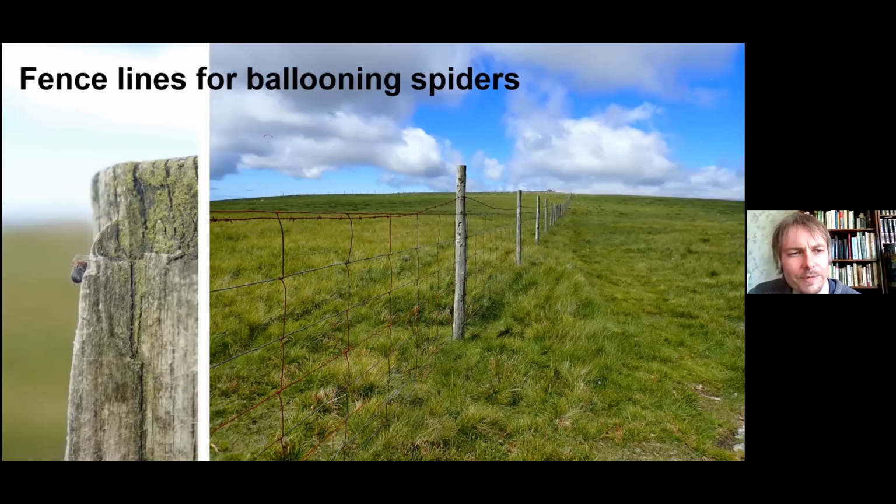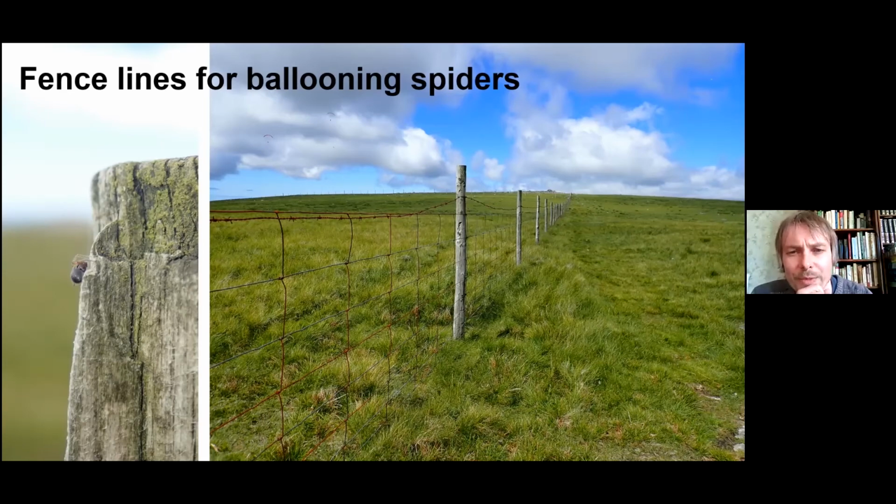If you want to look out for rarities without having to grovel around, they're all at a nice convenient height to find. Walk along a fence line like this in ballooning weather. You'll see the spiders, you'll see the silk, the gossamer, and you can just pick them off at leisure. And you'll get a nice little sample of various things.